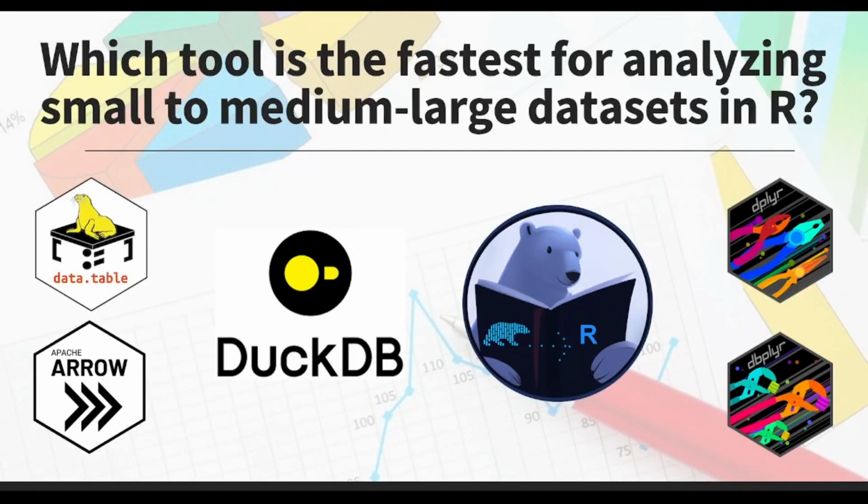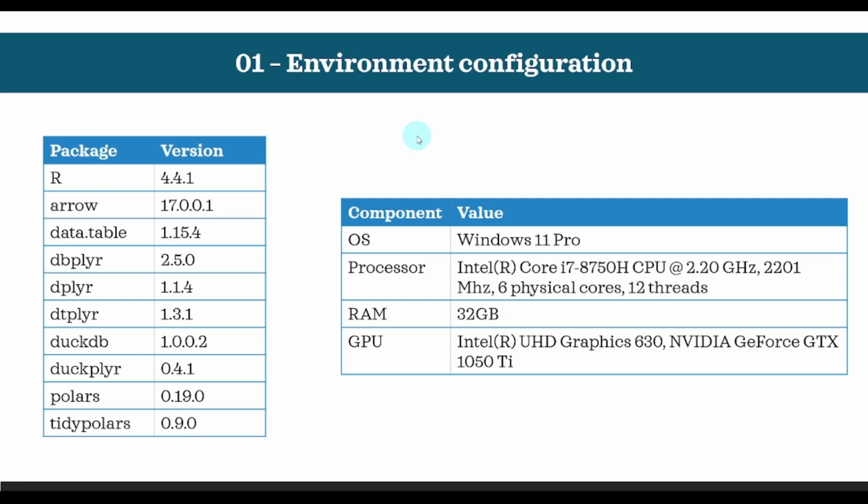Hi and welcome to this new video. Today we will see which tool is the fastest for analyzing small to medium large datasets in R. And we will try all the tools that you see in this slide: data table, arrow, duckdb, polars, dplyr, and dplyr. Before starting to see the results, I want to show you the environment configuration.